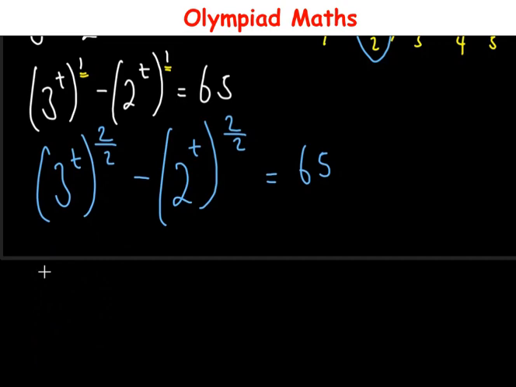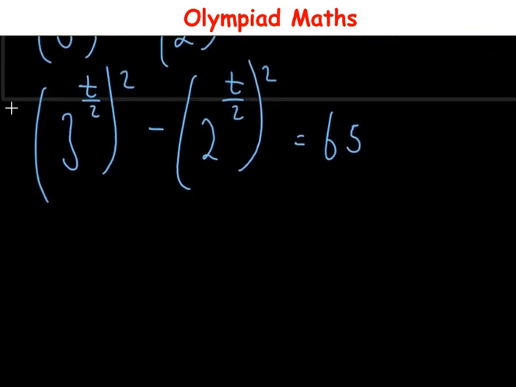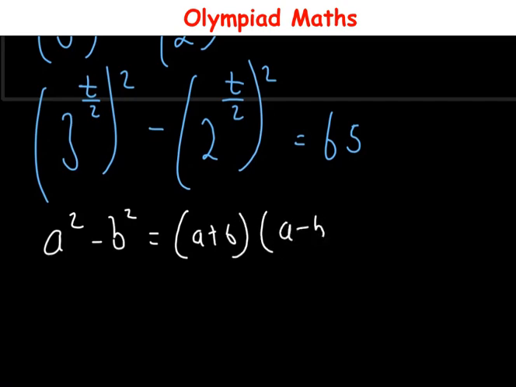Now, this can be written in the form of, in brackets, 3 raised to power t over 2, all raised to power 2, minus, in bracket, 2 raised to power t over 2, all raised to power 2 is equal to 65, such that we now have difference of 2 squares. If you have something like this, a squared minus b squared, this is equal to, in bracket, a plus b multiplied by a minus b. In this case, the value of a is equal to 3 raised to power t over 2, while the value of b is equal to 2 raised to power t over 2.